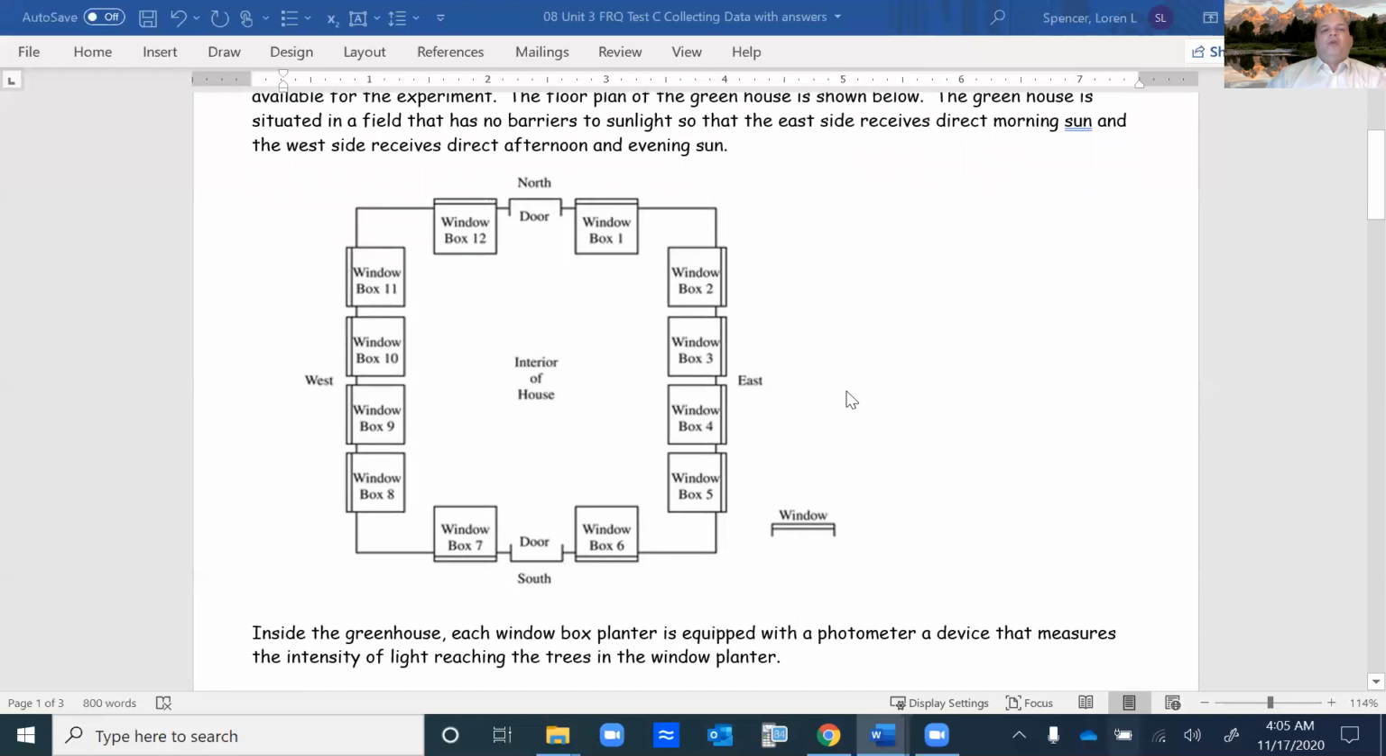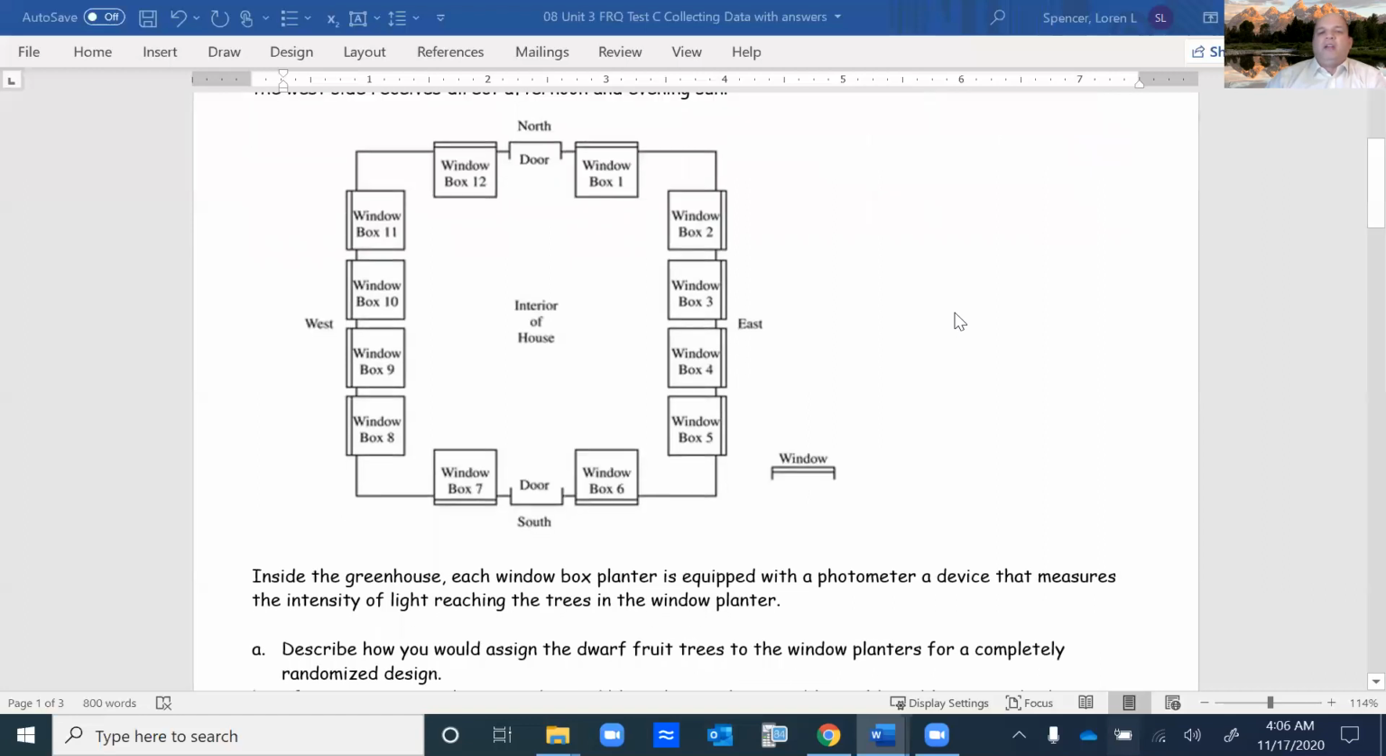So our setup is as shown: the east side receives direct morning sun, the west side direct late afternoon and evening sun, and then the north and south are not receiving direct sun. Inside the greenhouse, each window box planter is equipped with a photometer, a device that measures the intensity of light reaching the trees in the window planter. And that makes sense given that our treatment in this case is how light impacts the trees. So describe how you would assign the dwarf trees to the window planters for a completely randomized design.